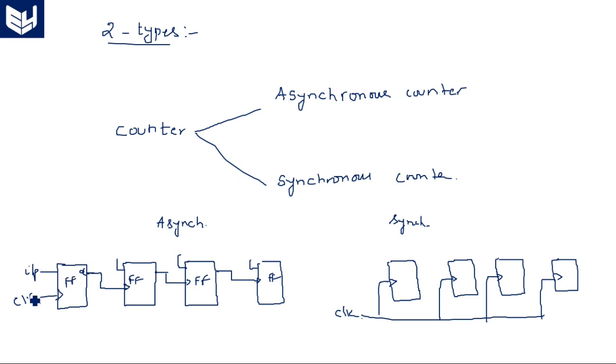Okay, in an asynchronous counter, the original clock input is applied only for the first flip-flop, and the remaining flip-flops receive the clock pulse from the output of previous stages. But whereas in the synchronous counter setup, the clock input, which is the original input, is given to all the flip-flops commonly, at a time. That means whenever a rising edge or falling edge occurs, all the flip-flops are activated at a time. But there is no such setup in the asynchronous counter. Okay, let us see the detailed differences between asynchronous and synchronous counters.